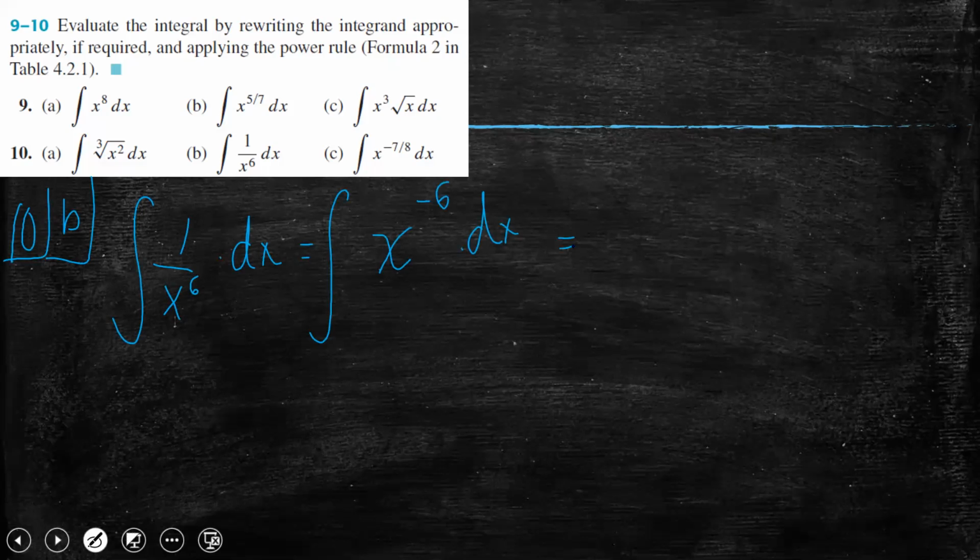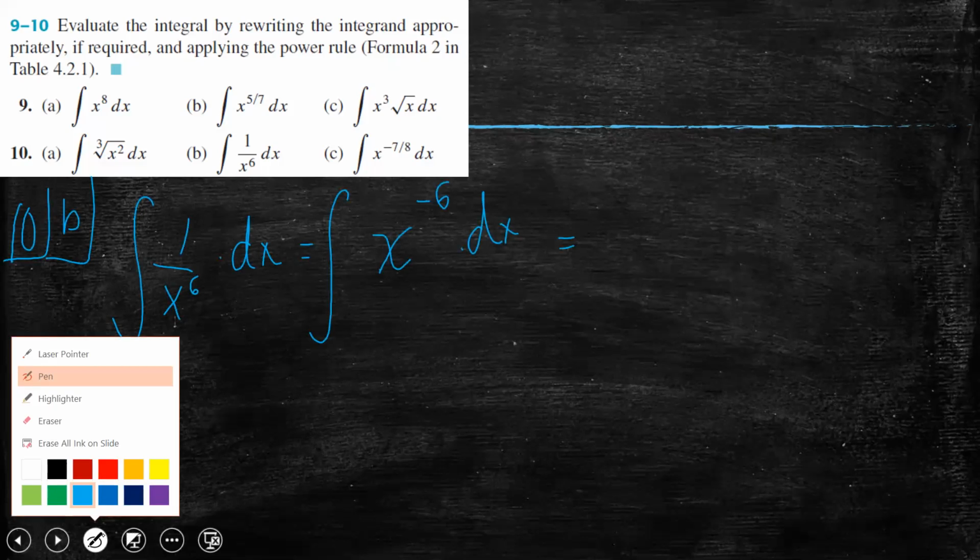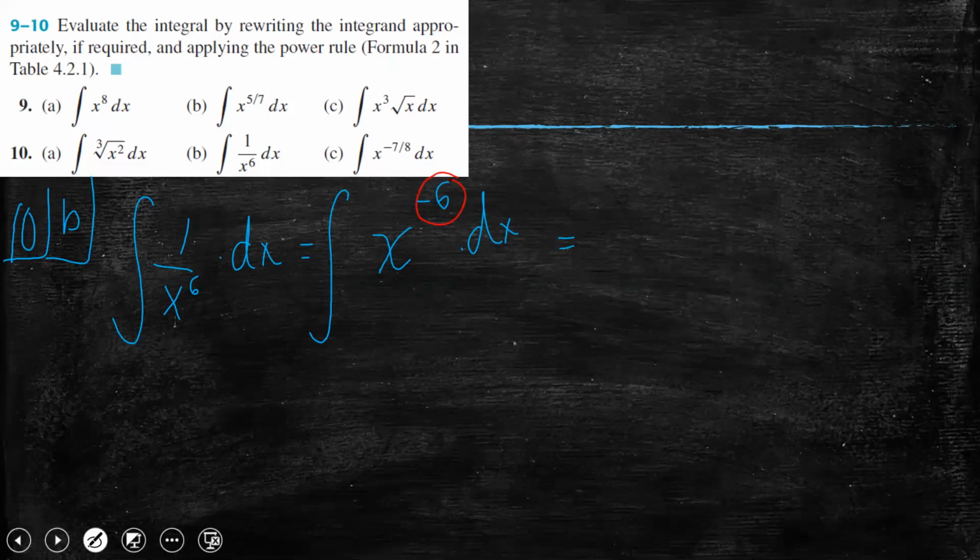Then I will continue here now. The exponent here is negative 6. So I will say x to the power negative 6 plus 1 over negative 6 plus 1. So I will add 1 to the exponent, then I will write it under the new exponent plus c. So it becomes x to the power negative 5 over negative 5 plus c.